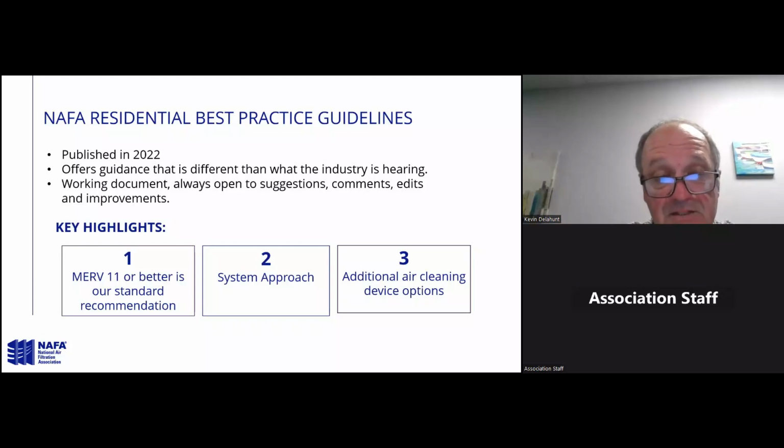Some of the key highlights we have in this is that MERV 11 or better is our standard recommendation. We're starting at MERV 11, and we'd like to see even a higher number going forward as systems start to evolve. We broke the guideline into really two sections. One, we looked at system approach. So we looked at all the various types of systems that you would find in a residential facility. And again, MERV 11 or better. And then we also looked at additional air cleaning device options that are prevalent in the industry today, which I'll get into in a little more detail as we go forward here.